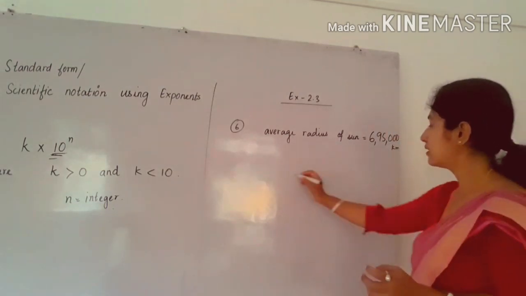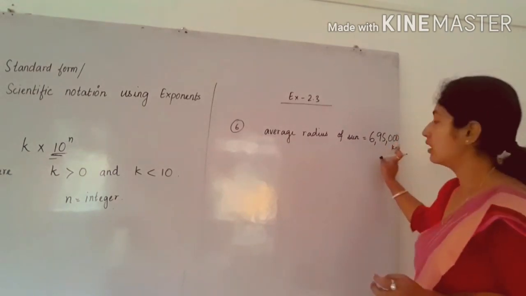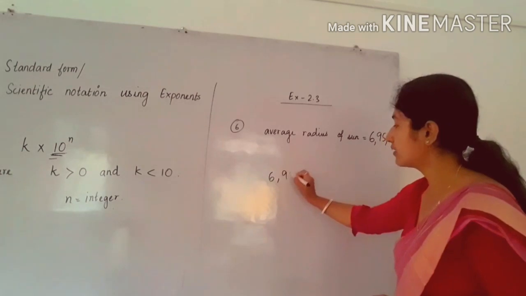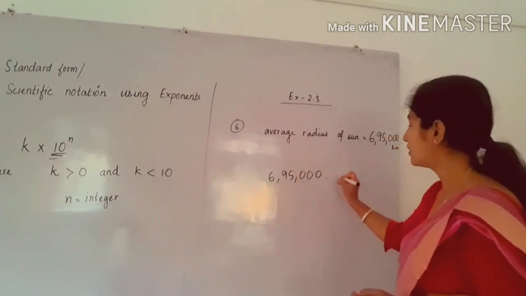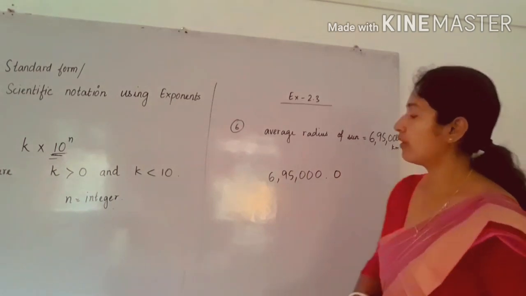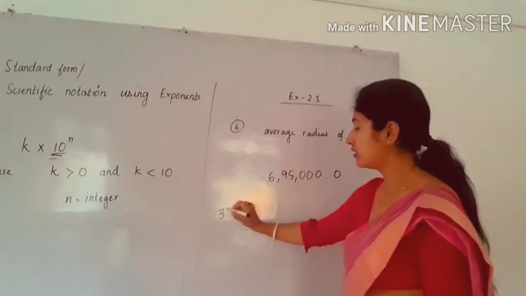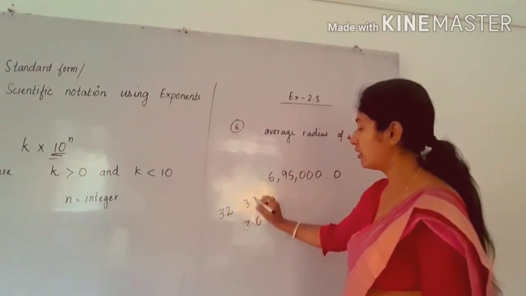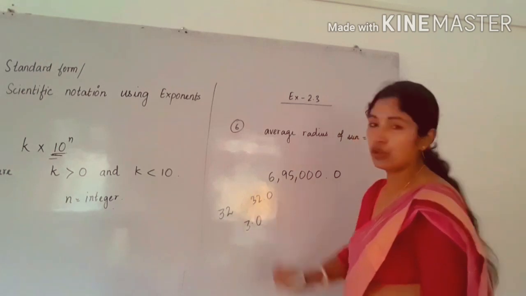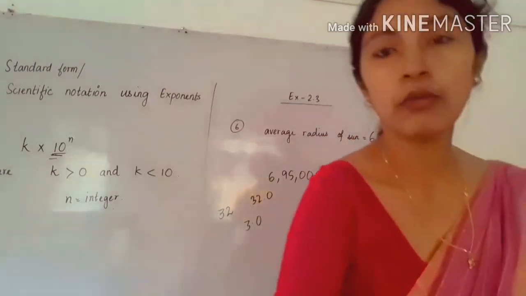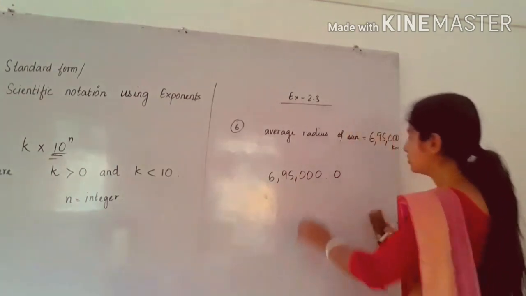So how to write it? See, 695, and after that we have 3 zeros. That means we can write it like this also. So where is the point? The point is after this. If there is a number 3, we can write it as 3.0. If a number is 32, we can write it as 32.0 also. So first of all, you have to check where the point is. Our point is after this 0.